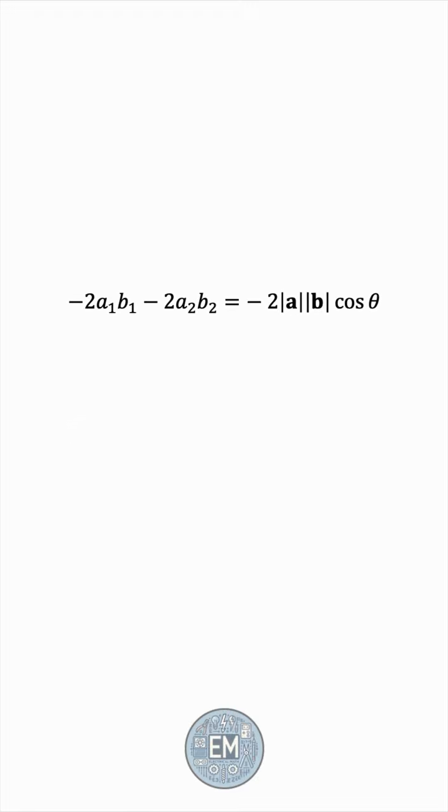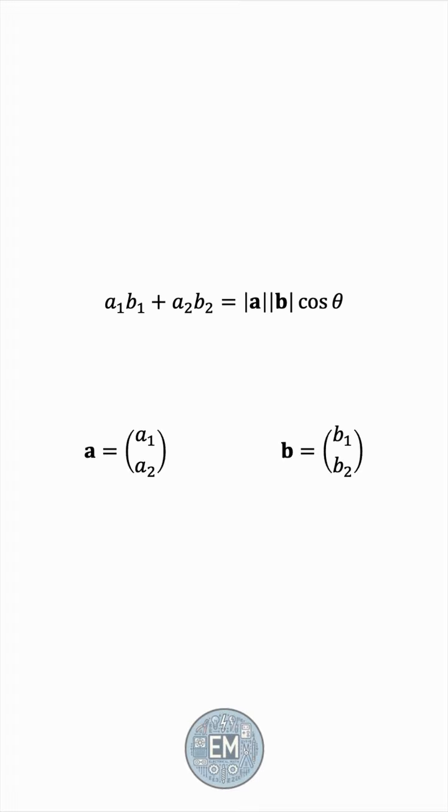So let's divide both sides by this negative 2. And we now see a1b1 plus a2b2 on the left-hand side. And this is nothing but the algebraic definition of the dot product. With these two vectors a and b, the dot product is defined as the sum of the products of the respective components. So the left-hand side is nothing but the dot product between a and b.